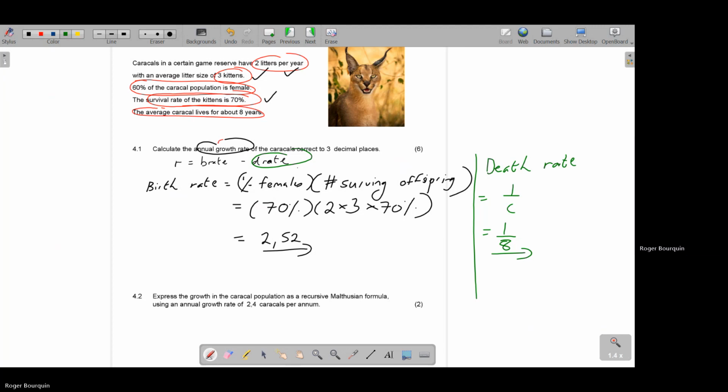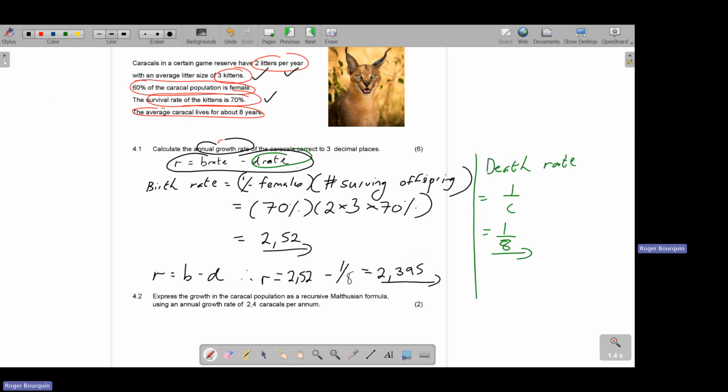Okay. Right. So then you figure out the growth rate. Your growth rate R is equal to birth rate minus death rate. So R is equal to your birth rate, 2,52, minus your death rate, 1 over 8. And if you put that into your calculator to 3 decimal places, you get an answer of 2,395. In other words, 239.5%, which is a ridiculously high value, and is really not realistic.